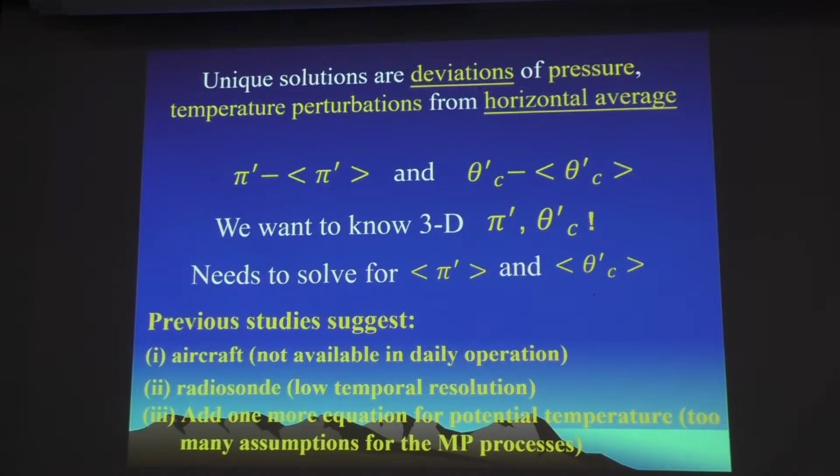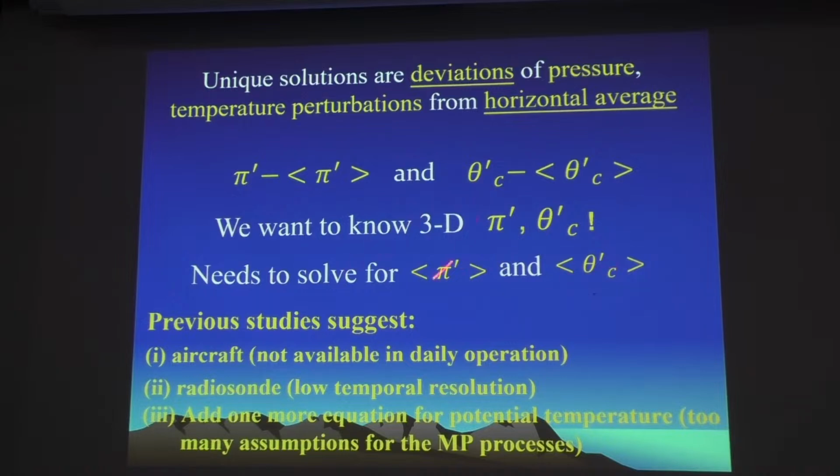So usually what we do is remove the horizontal average. So the only unique solution we can obtain is the deviation of the pressure and temperature perturbation from their horizontal average, shown by these two terms. However, what we want to know is the three-dimensional pi prime and the theta-rho prime, but we only have their deviation. So that means we need to solve for the horizontal average of pi prime and theta-rho prime.